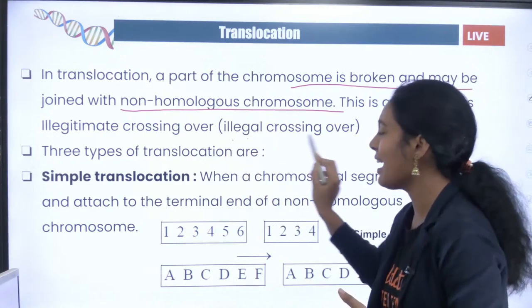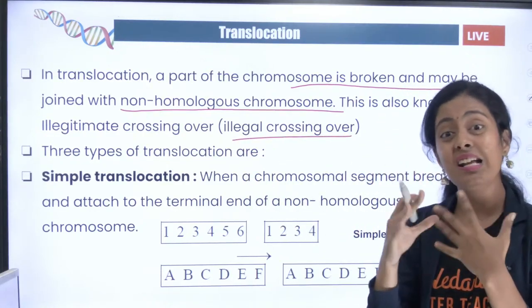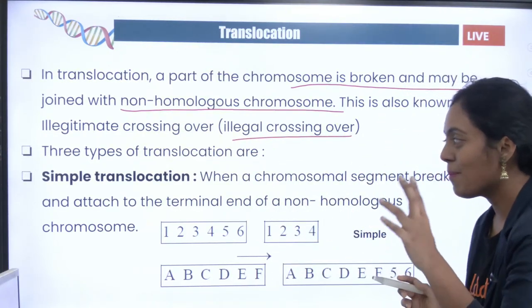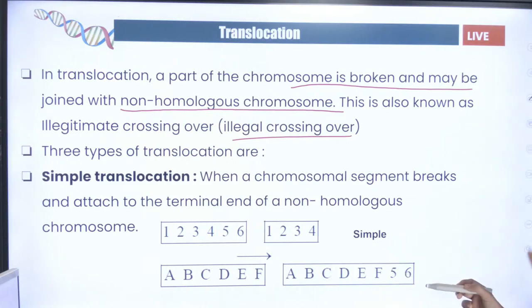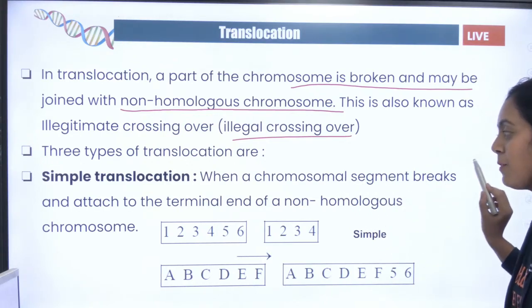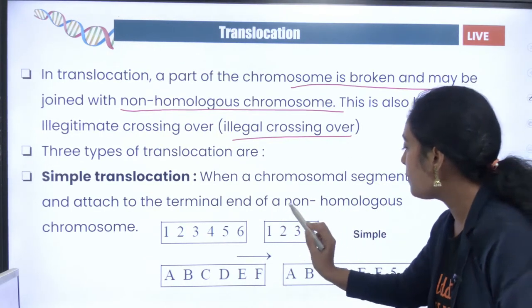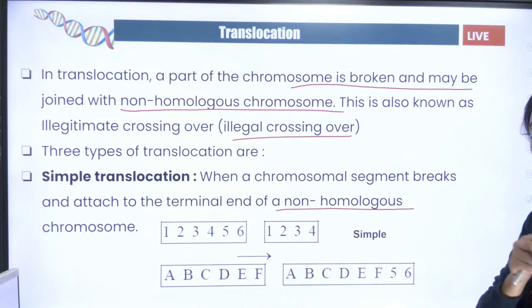But this is not actually a proper crossing over. This leads to mutations, okay? First, there is simple translocation, when a chromosomal segment breaks and attaches to the terminal end of a non-homologous chromosome.